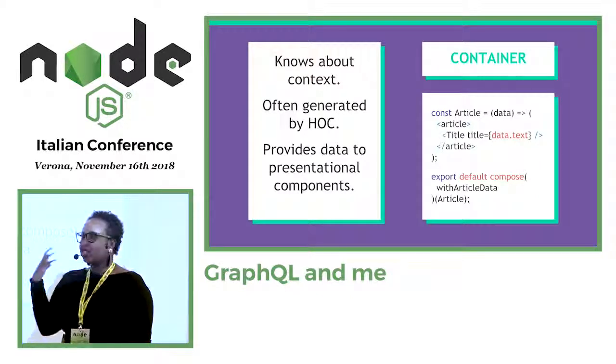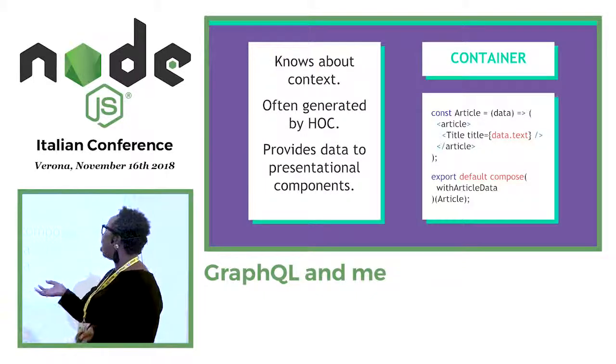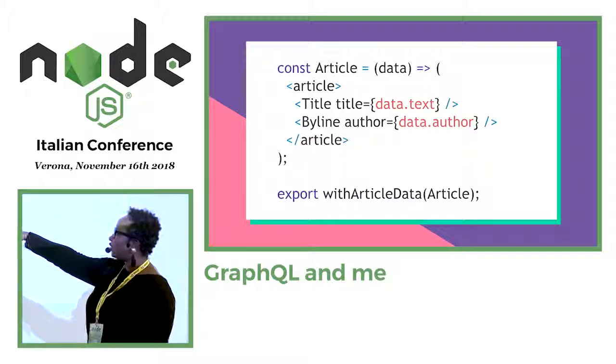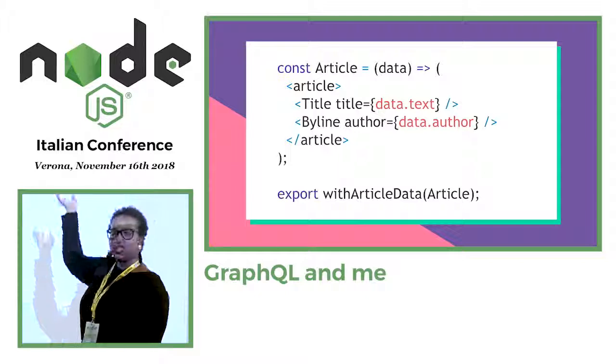While container components know some bit of their context, right? They are often generated by higher order components. An example of this is the article component, where it takes data and then sends specific pieces of it to its children.